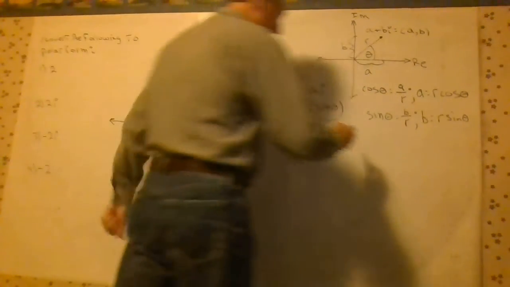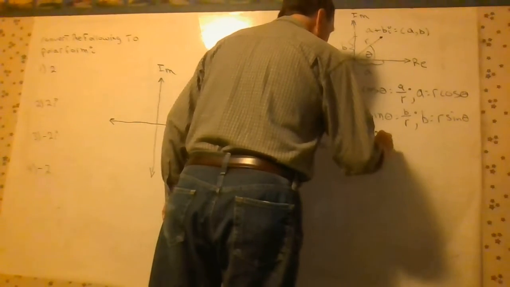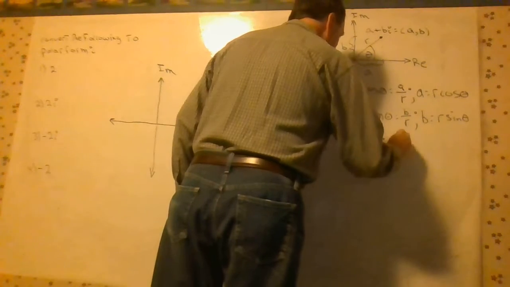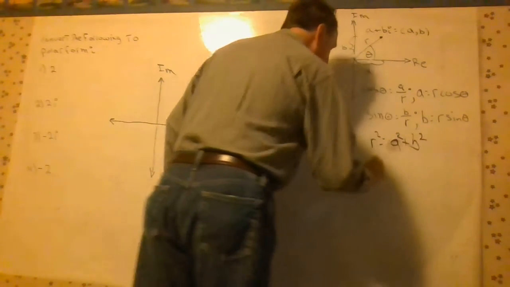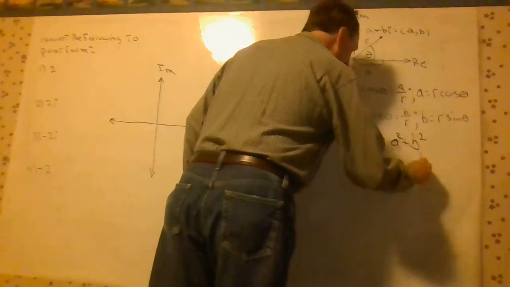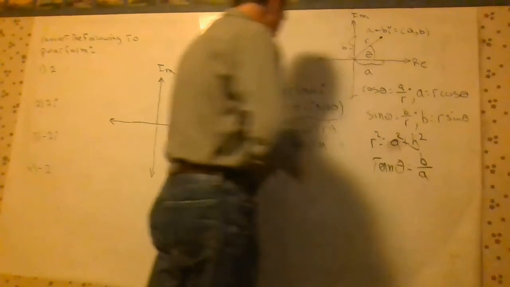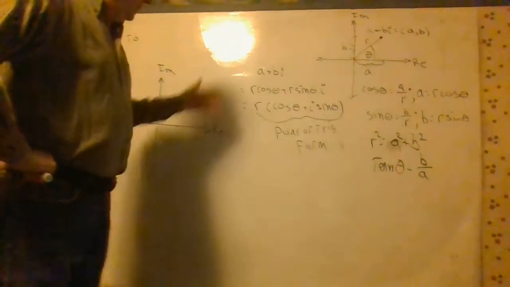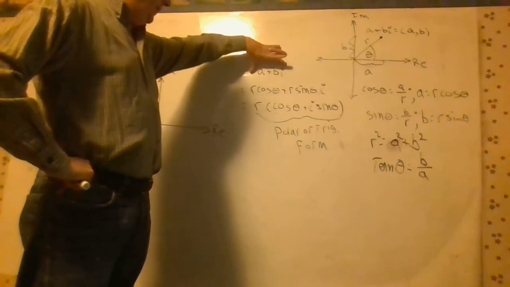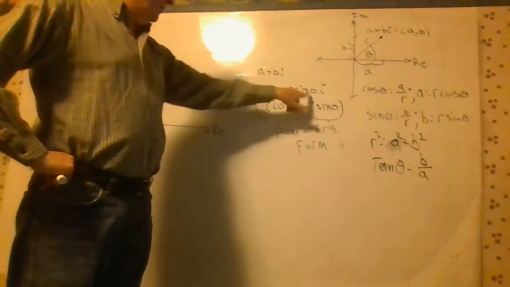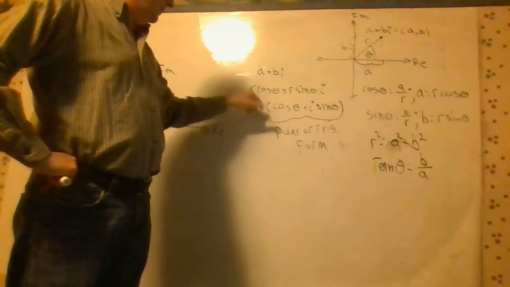These are familiar polar coordinate transformations. We also have r squared equals a squared plus b squared, and tan theta is equal to b over a. That's a convenient relationship as well. We can take a complex number a plus bi and rewrite it as a is r cos theta, b is r sine theta, factor r out.